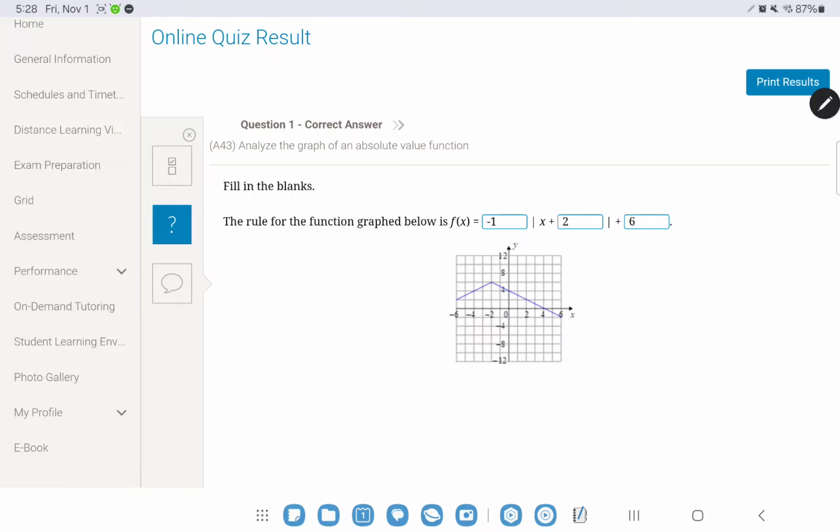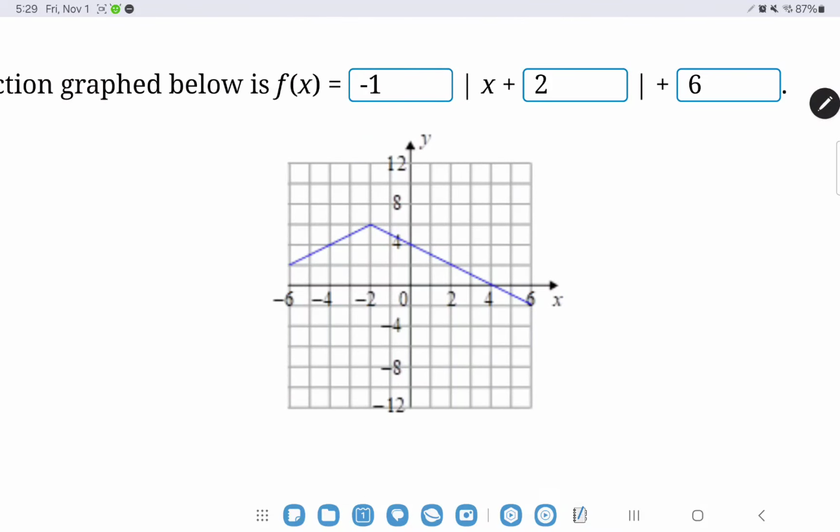Before we start, I just need to mention that this whole quiz is just about this one equation: y equals a times absolute value of x minus h, plus k. So yeah, let's start. They want the rule for this function. Let me just increase the size of the screen because we need to see the graph.